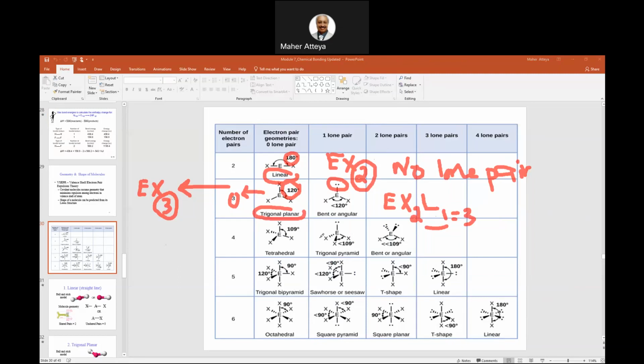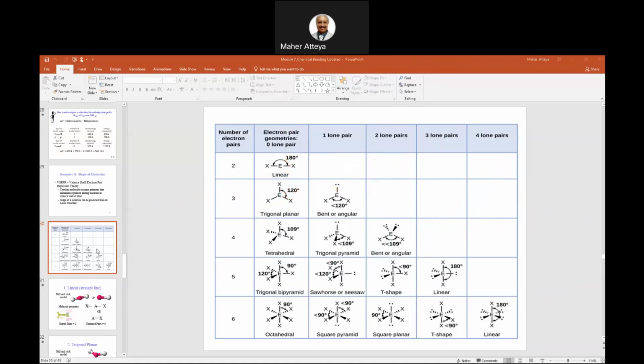Bent. So the molecule is not flat here. Bent looks like this. Bent. Correct? Let's take the fourth one. Take this one out. Okay, let's take the fourth one here.